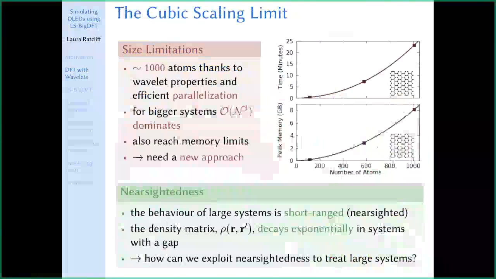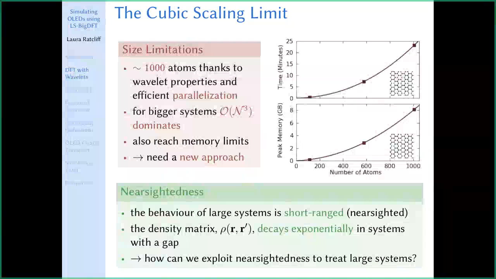So as Luigi already mentioned, the original BigDFT implementation was oriented towards a cubic scaling approach. Because of the nice properties of wavelets and the efficient parallelization, we can treat up to the order of 1,000 atoms, maybe a bit more depending on the system.